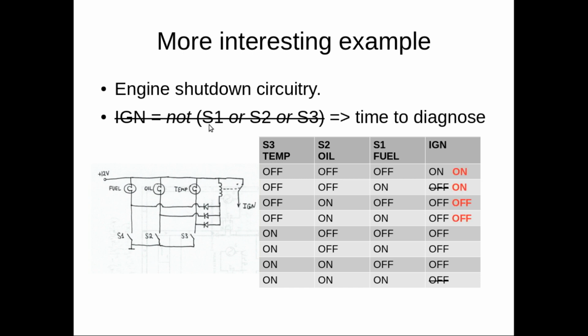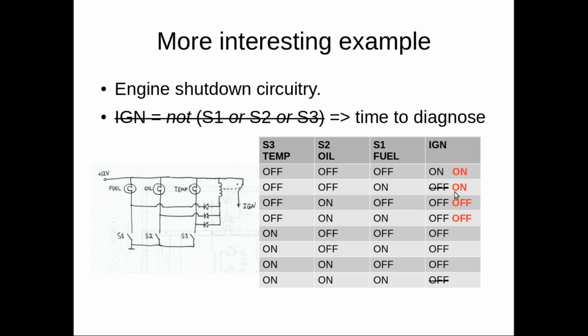For example, if we arrive to the engine and the customer complaint is that if the lights are off, the engine is working normally, but if the fuel level gets low, the lamp lights up, but the engine continues to work. So in the second row of the truth table, instead of the ignition wire having an off status, it will still be on.